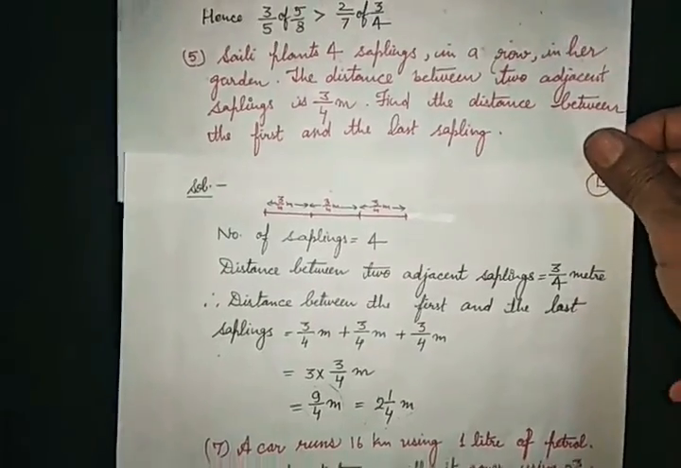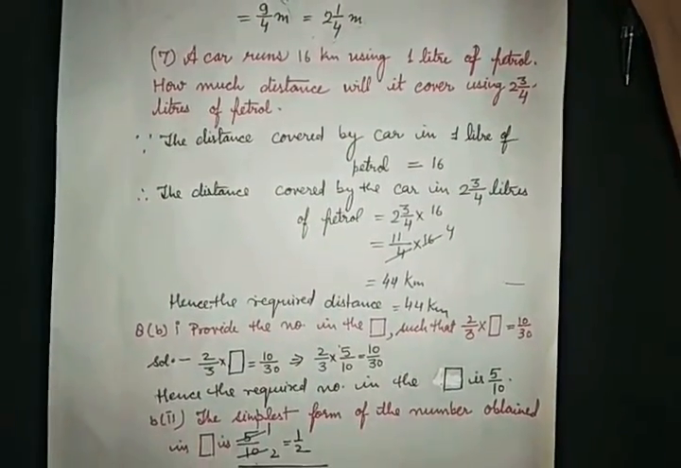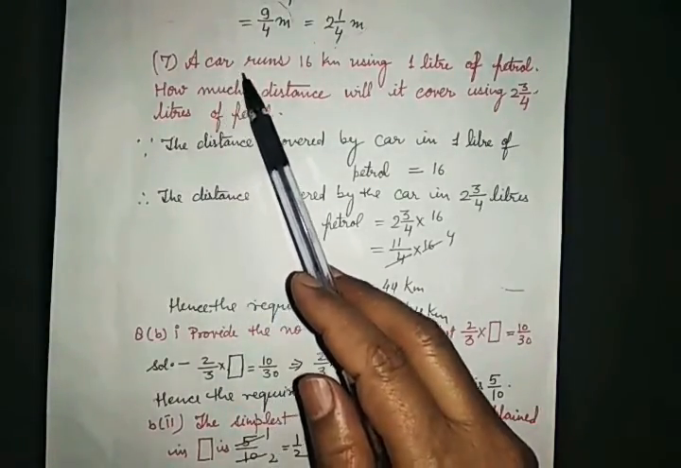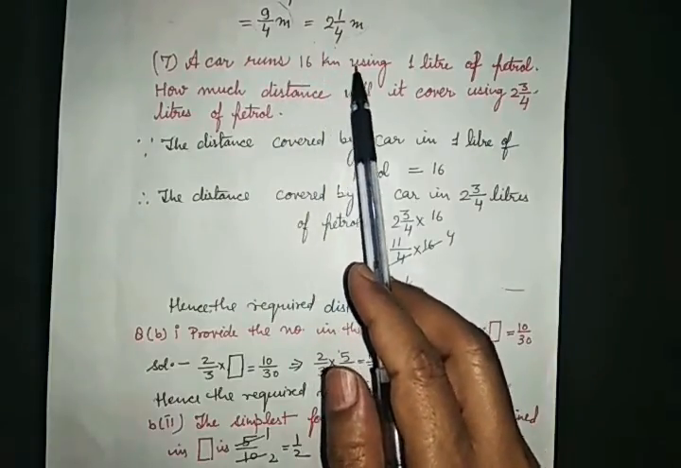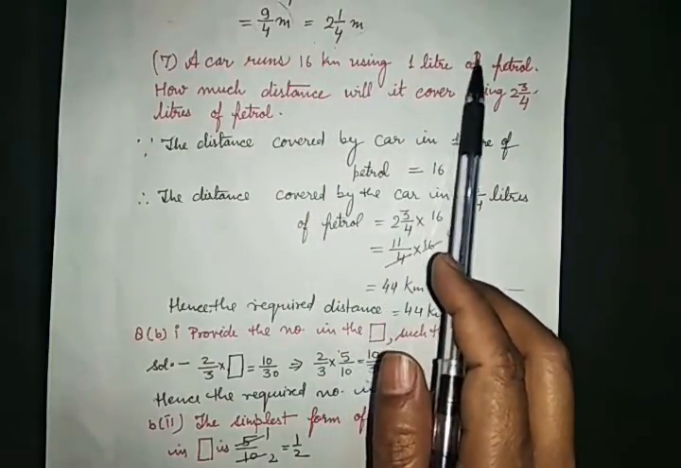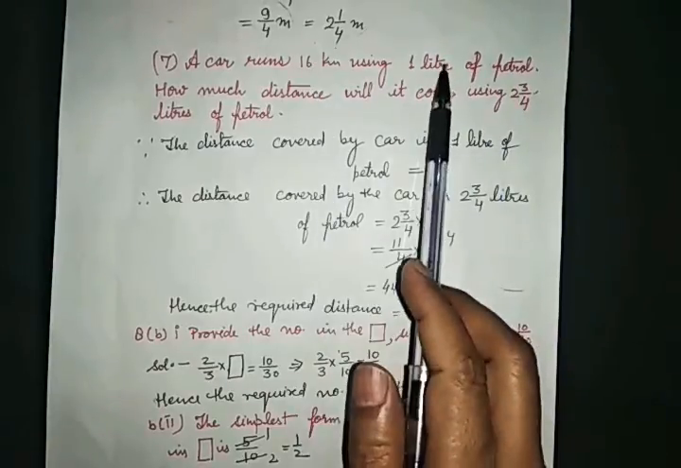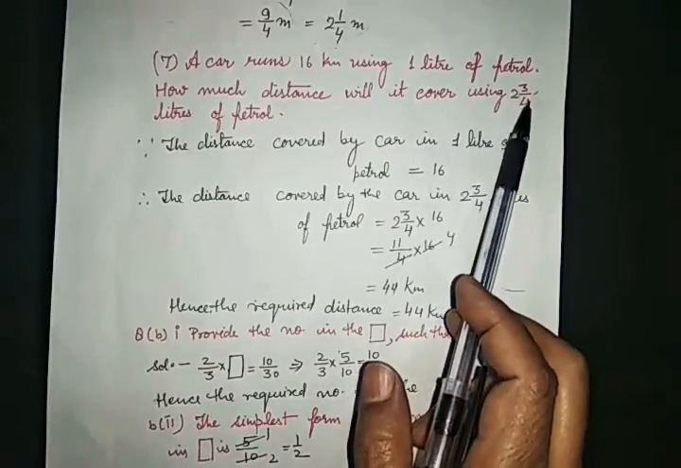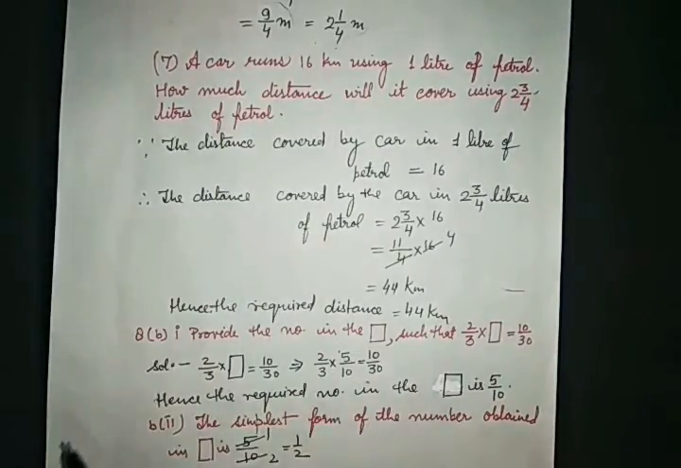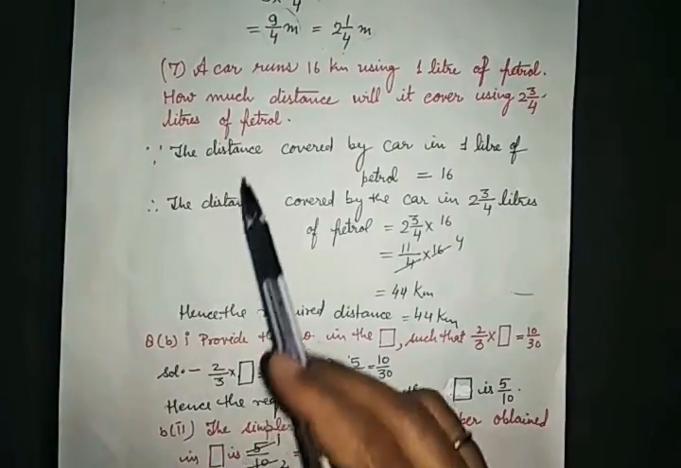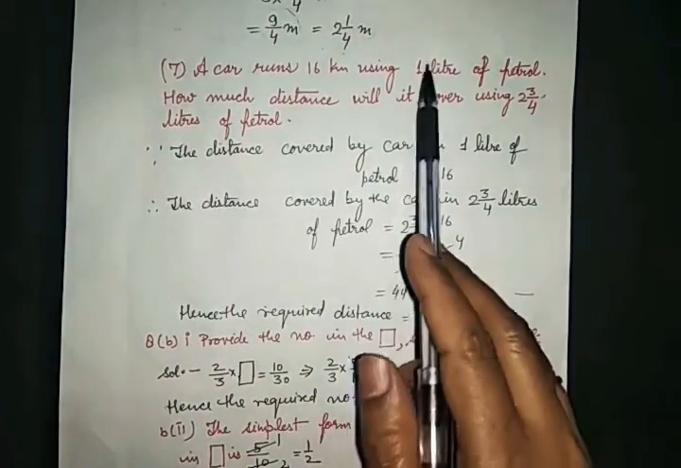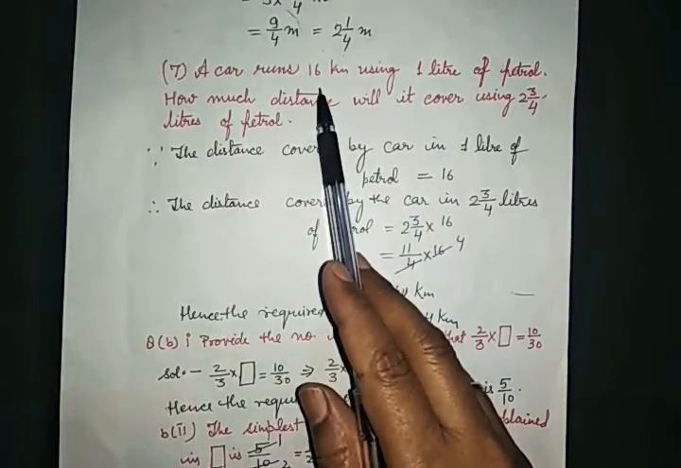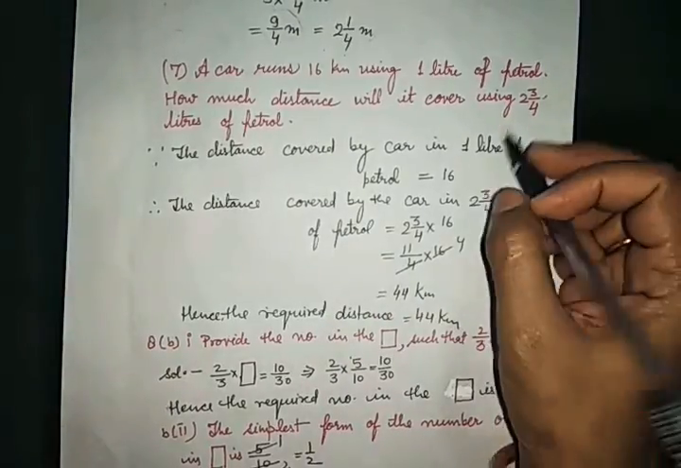Now you see the question number 7. Question 7. A car runs 16 kilometers using 1 liter of petrol. Clear? How much distance will it cover using 2 whole 3 upon 4 liters of petrol? Since the distance covered by the car in 1 liter of petrol is equal to 16 kilometer.